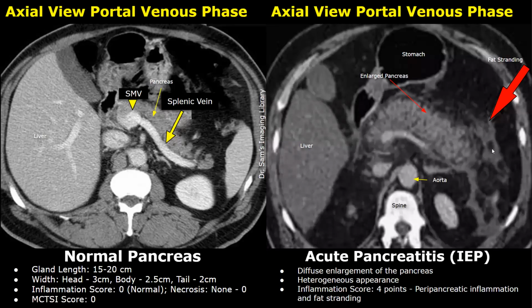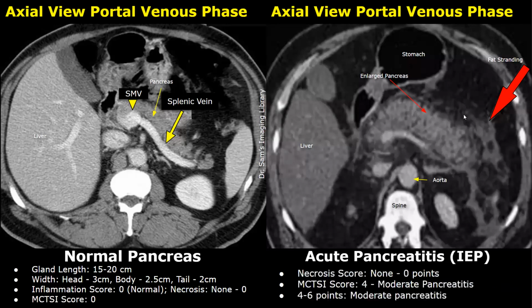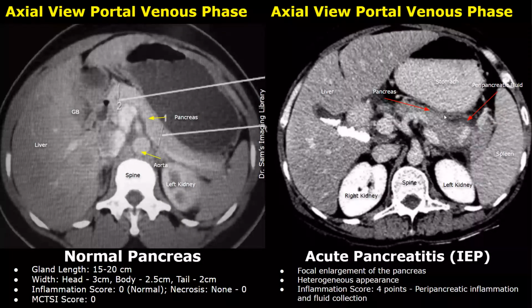The inflammation score is 4 because of fat stranding. The necrosis score is 0, so the MCTSI score is 4. It is moderate pancreatitis. In this case, there is focal enlargement of the pancreatic body and tail. The body will measure greater than 2.5 centimeters and the tail will measure greater than 2 centimeters. Here you can notice fluid next to the pancreas. This is peripancreatic fluid collection.